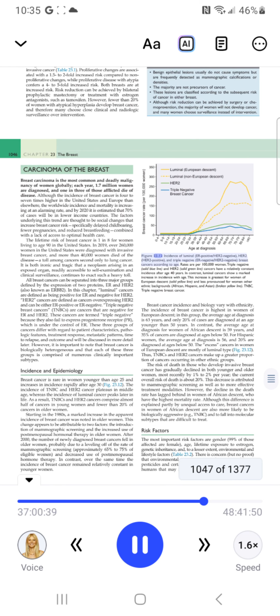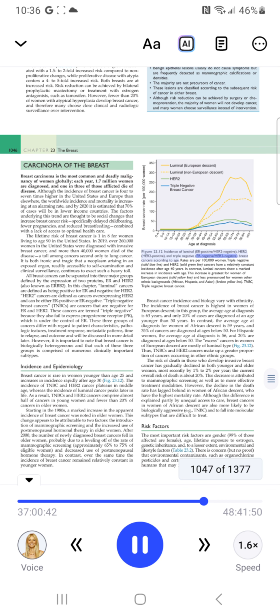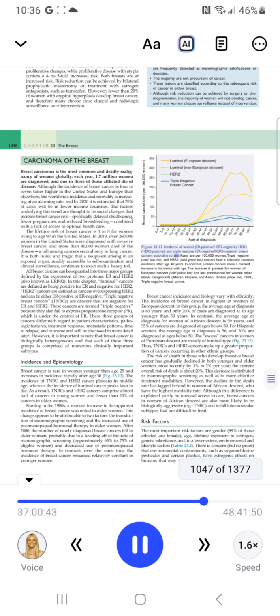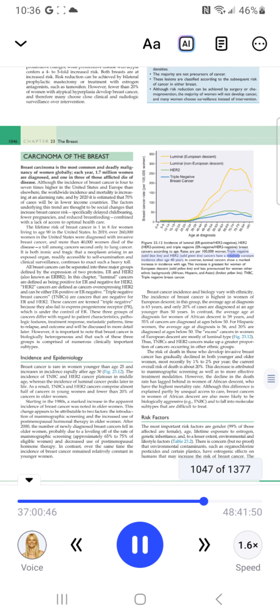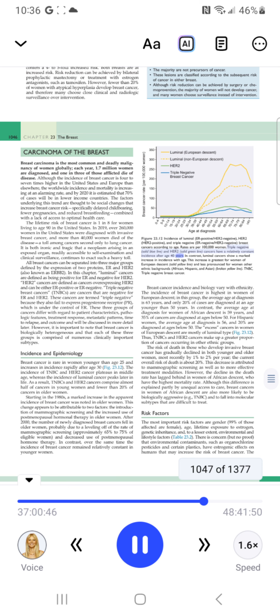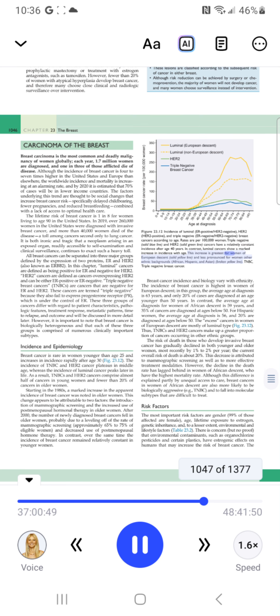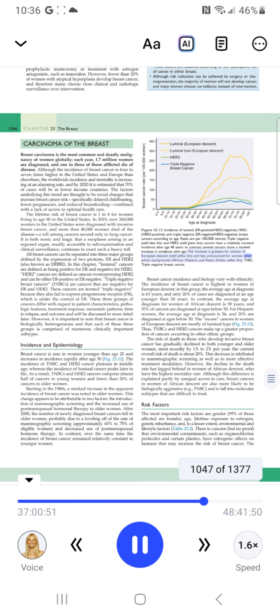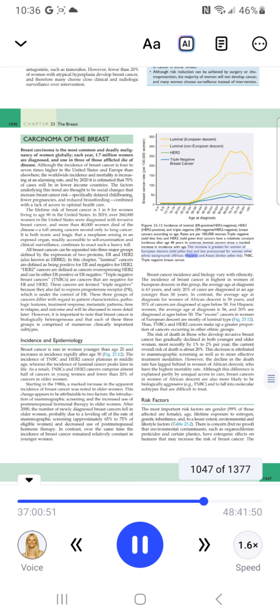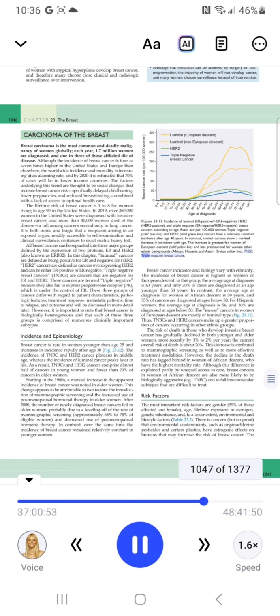Figure 23.1. Incidence of luminal (ER positive, HER2 negative), HER2 positive, and triple negative (ER negative, HER2 negative) breast cancers according to age. Rates are per 100,000 women. Triple negative, solid blue line, and HER2, solid green line, cancers have a relatively constant incidence after age 40 years. In contrast, luminal cancers show a marked increase in incidence with age. This increase is greatest for women of European descent, solid yellow line, and less pronounced for women of other ethnic backgrounds, African, Hispanic, and Asian, broken yellow line. TNBC, triple negative breast cancer.